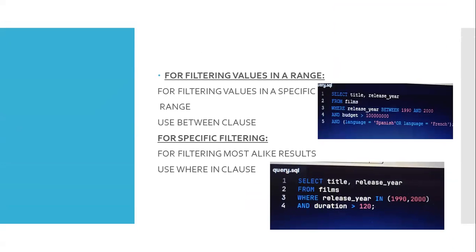If you want to filter your result in a specific range, then you will use the BETWEEN clause. For example, if I want the title and release year of films which were released between 1990 and 2000, then I will use the BETWEEN clause. If I want very specific results, then I will use the WHERE IN clause. For example, if I want the title and release year of the films that were released in 1990 and 2000 specifically, then I will use the WHERE IN clause.